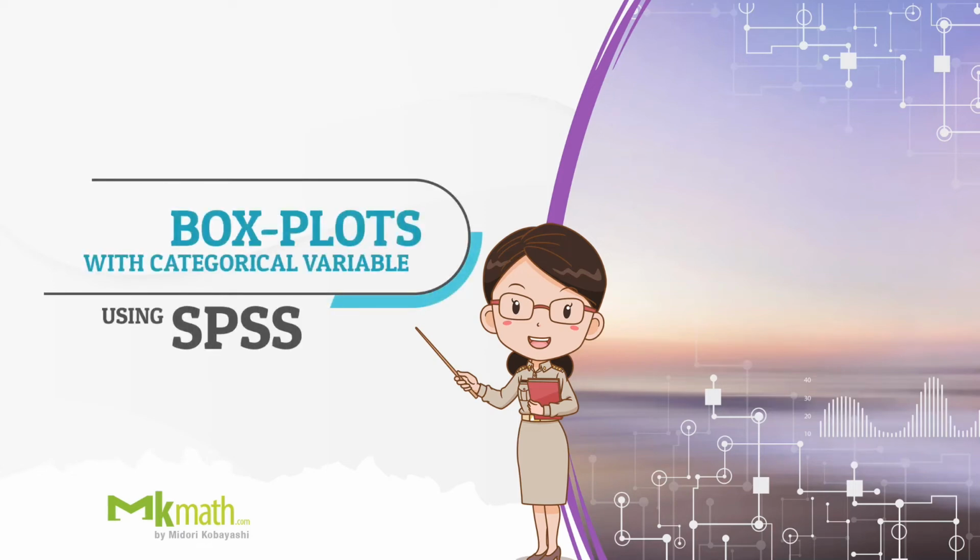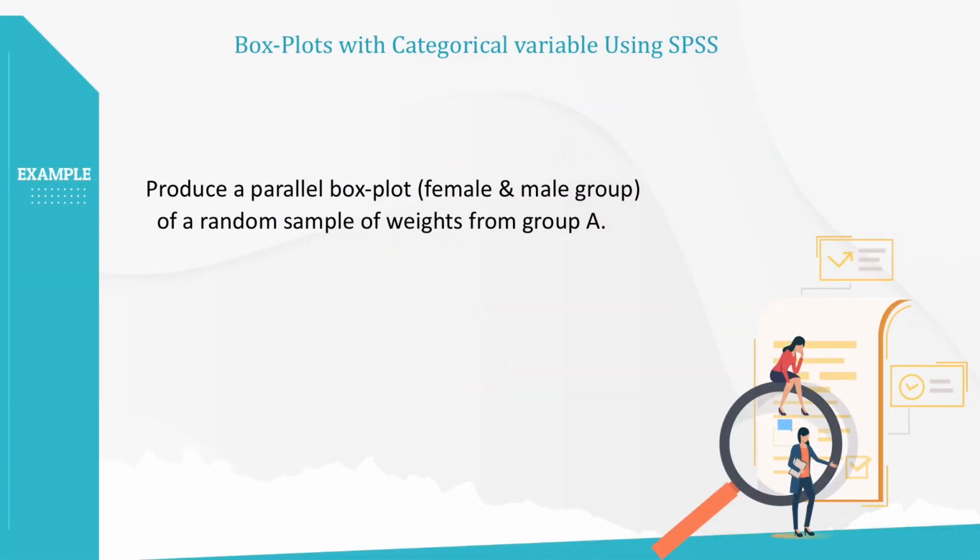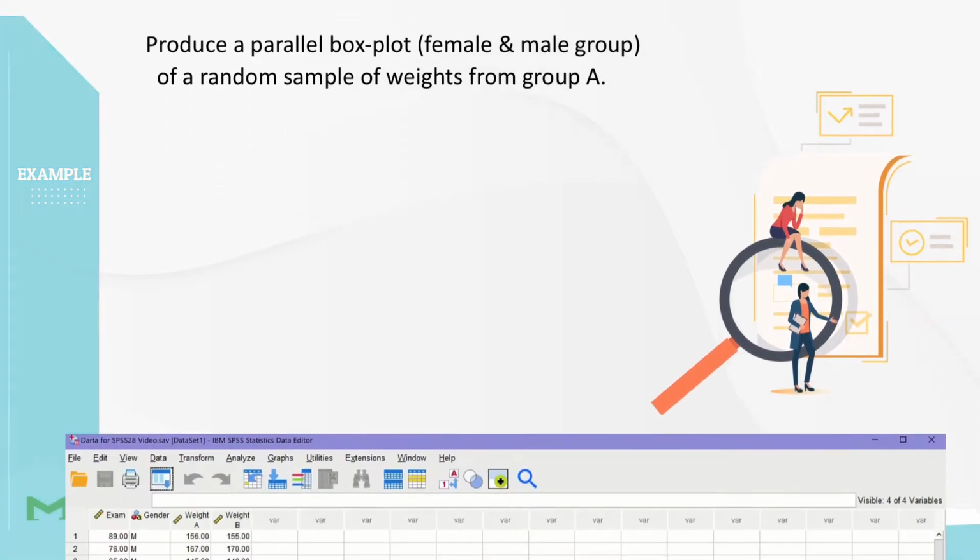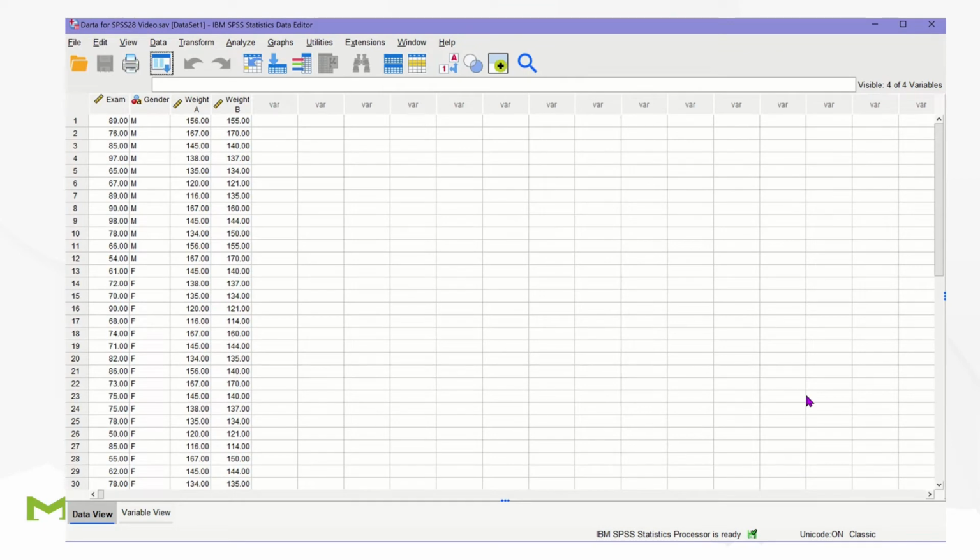Hello everyone. In this video, I'd like to show how to create a parallel box plot with a category using SPSS. In this example, we will make a parallel box plot for weights of males and females separately from a sample data set. We used a numerical variable weight A along with a categorical variable gender in this video.